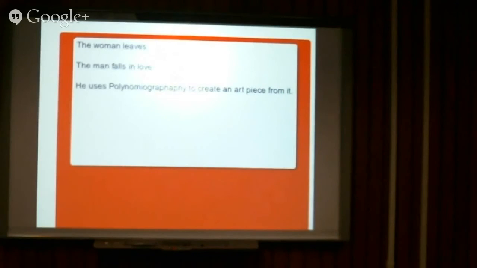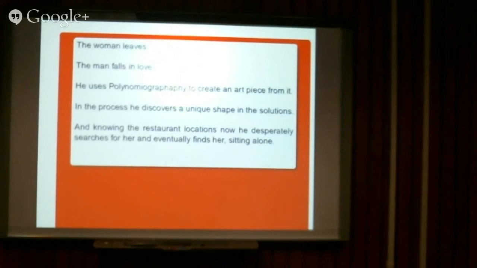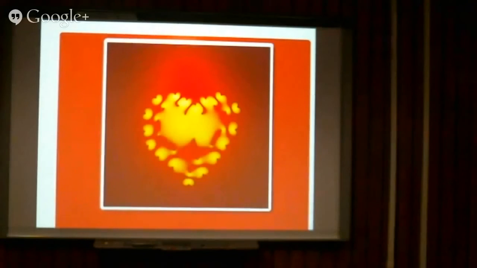He uses polynomiography to create an art piece from it. In the process, he discovers a unique shape in the solutions. And knowing the restaurant's location now, he desperately searches for her and eventually finds her sitting alone. He presents her the artwork. This is the artwork. And you see, there is a shape of a heart there.